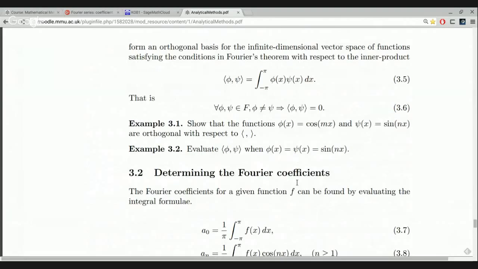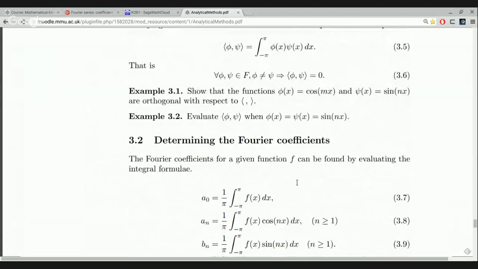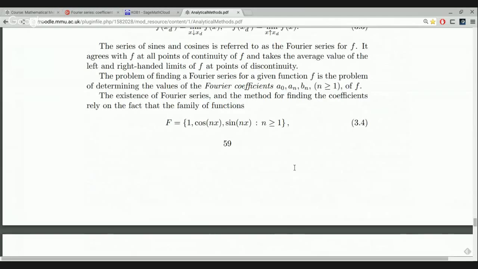So what we're going to look at first today is examples 3.1 and 3.2. In these examples, they're proving various parts of the key result that this set of basis functions is an orthogonal family with respect to that inner product. To say it's an orthogonal family means that if we take any two different functions from this set and take their inner product, it is going to be 0.